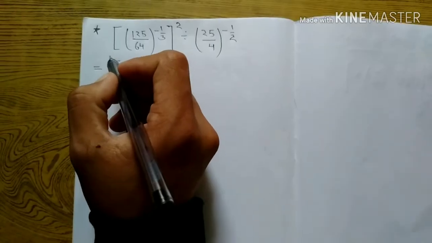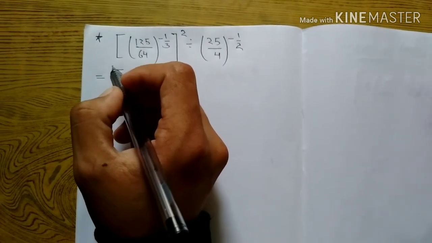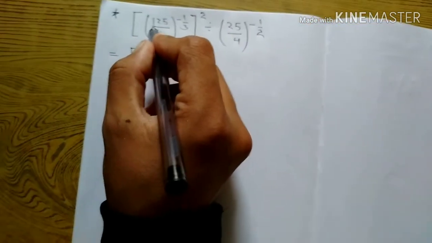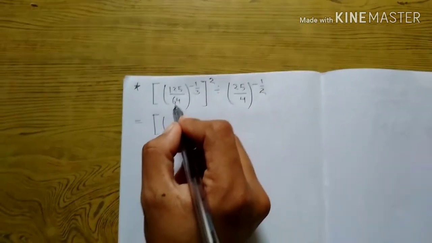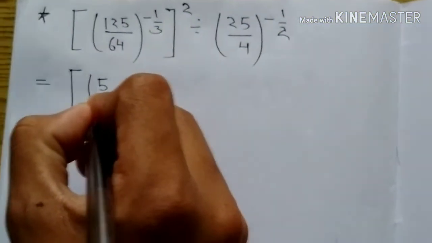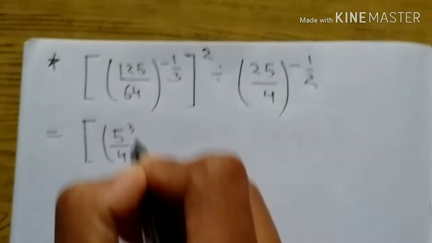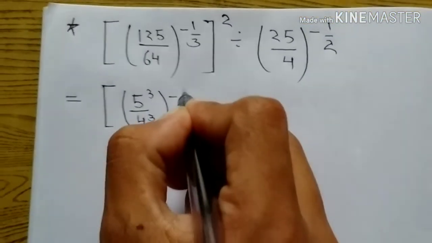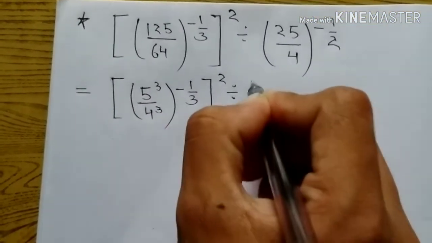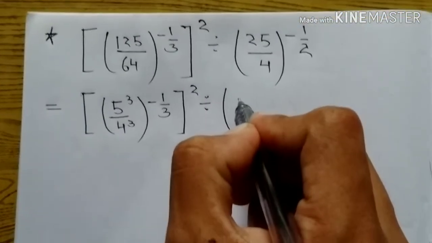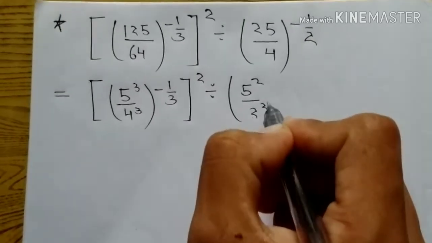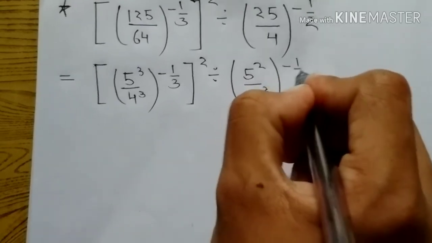Now I am going to solve this question using all the laws of indices. So here it goes. Now we know there is a numerator 125 and denominator 64, which is a cube root of 5 and 4. So we can put cube on both the numbers and copy the remaining one same as the previous. And again we know 25 is a square of 5 and 4 is the square of 2, so we can copy the rest.